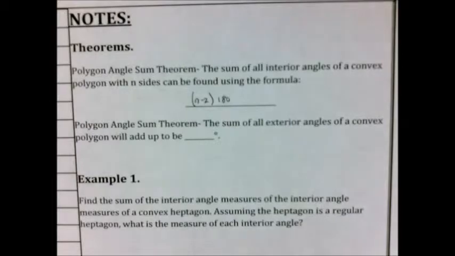Okay, now the exterior angles. The polygon angle sum theorem on the exterior angle says the sum of all exterior angles of a convex polygon, so same thing, all angles inside the polygon are less than 180 degrees, they'll all add up to be 360 degrees.